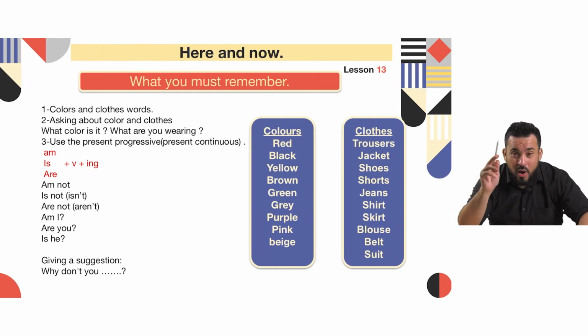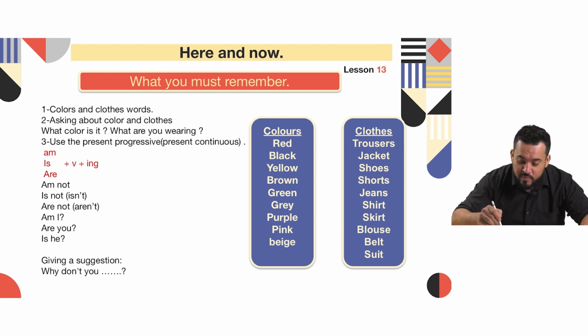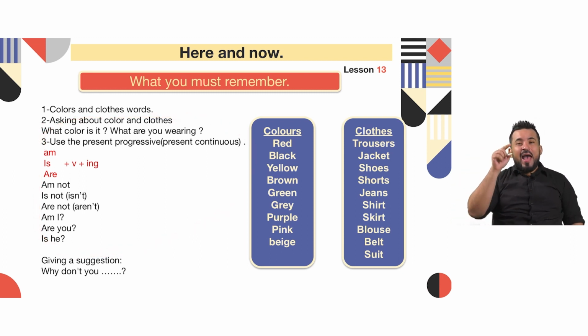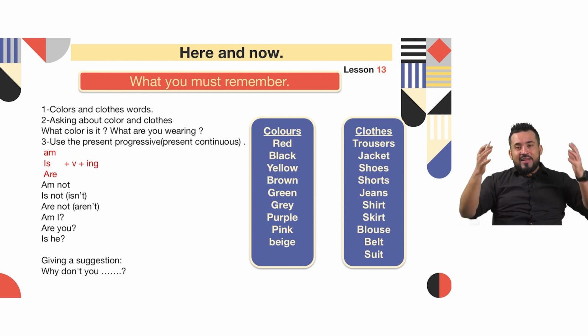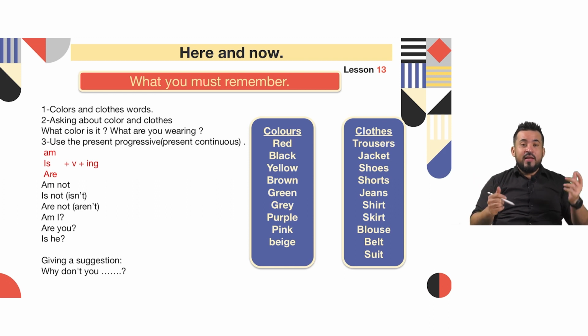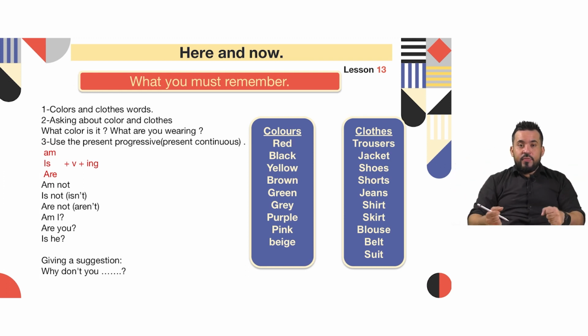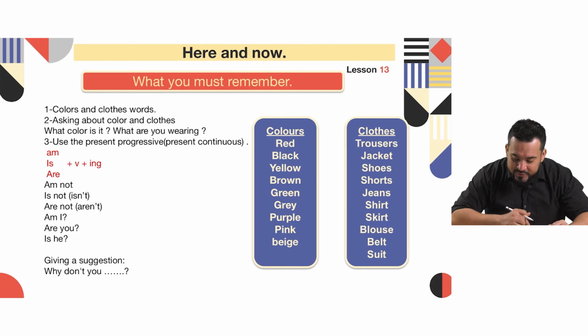Okay, so let's see what we must remember. You must remember all the colors that we've taken and the clothes words. You must remember how to use the present progressive, and most importantly, you must remember why to use the present progressive. Two reasons. First one is to talk about something that is happening right now at this moment. The other reason is to talk about future arrangements, something that is confirmed or planned to do in the near future.